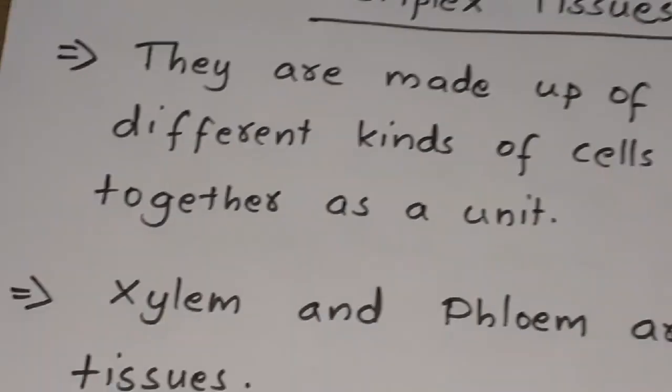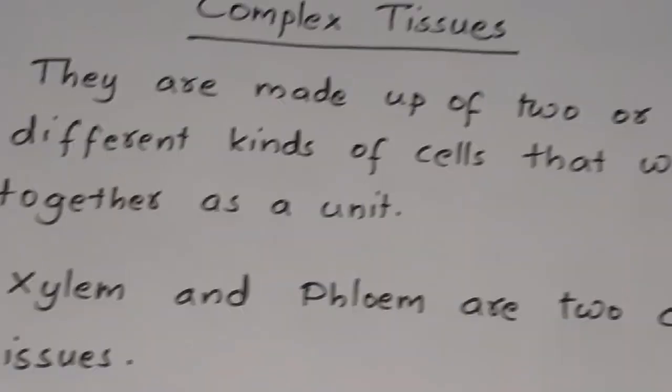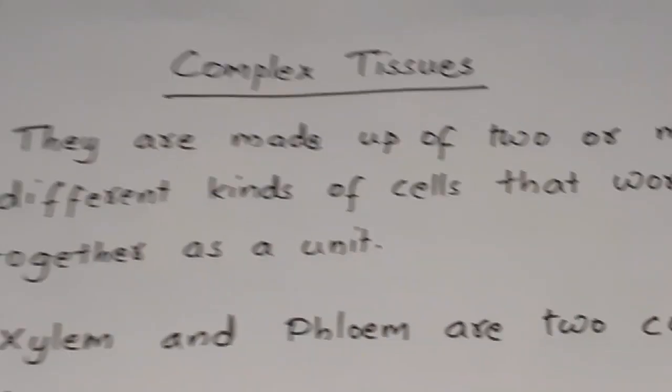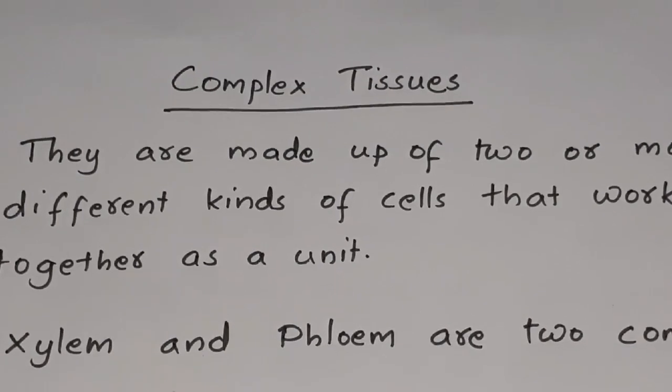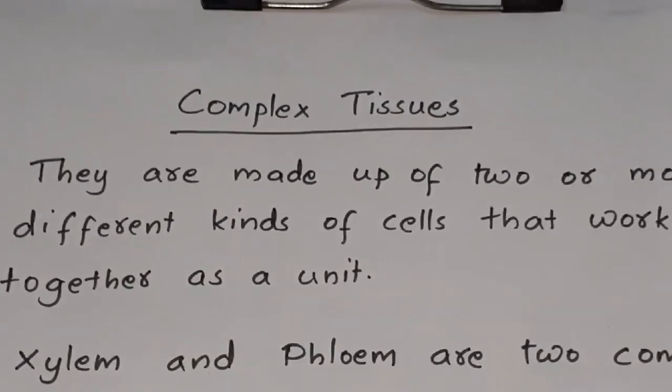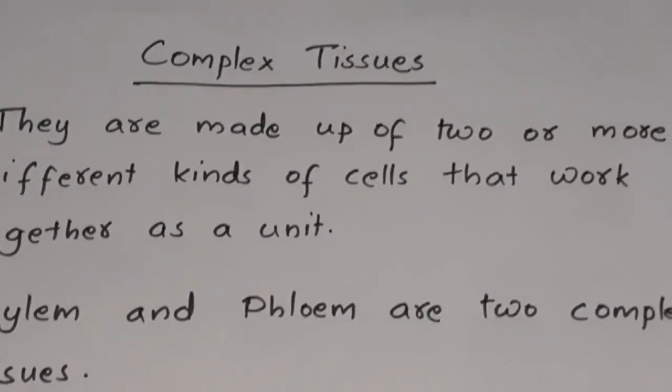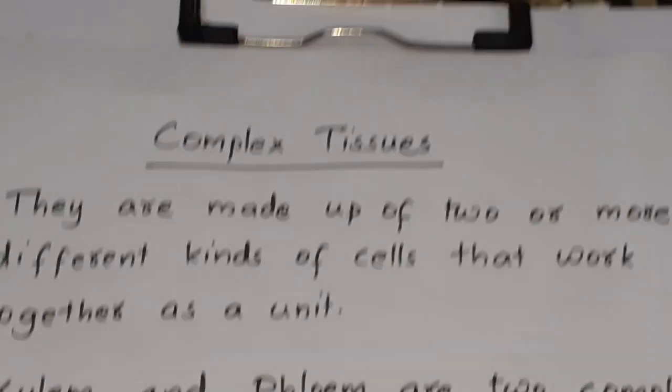The features. The name complex came because they are made up of two or more different kinds of cells that work together as a unit. So more than one type of cell is there. That is why it is known as complex.